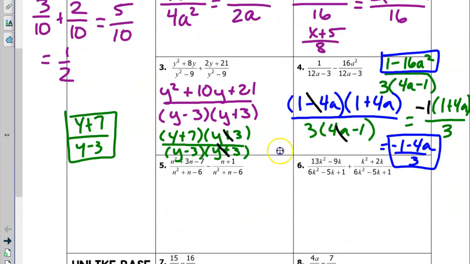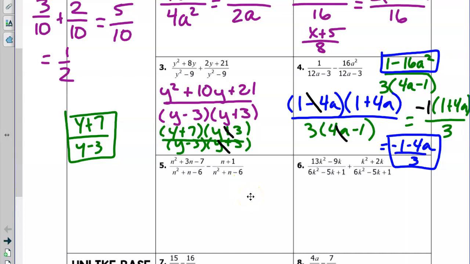Any other questions on 3 and 4 before we go on to 5? Perfect, good. All right, numbers 5 and 6, we still have common denominators. So we're going to combine the top part. But remember, this is minus. There's no n squared over in the second one, so I'm just going to rewrite n squared. Then we have 3n minus n, so what would I get? And then negative 7 minus 1.